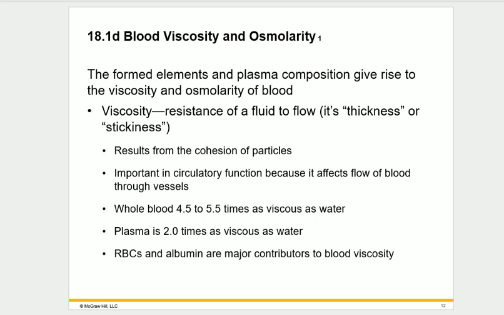Red blood cells and albumin are the major contributors to blood viscosity. As we talked about, plasma is that liquid layer, and the red blood cells encompass the formed elements.